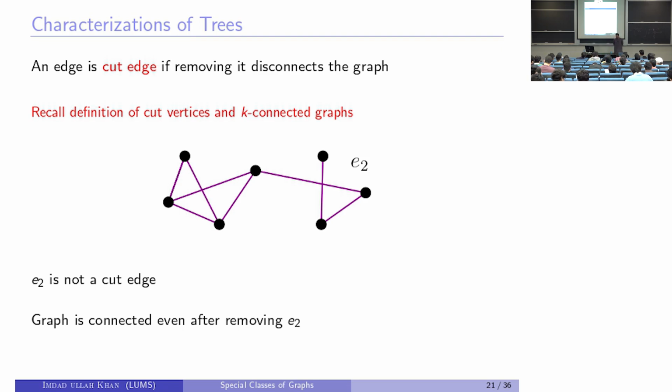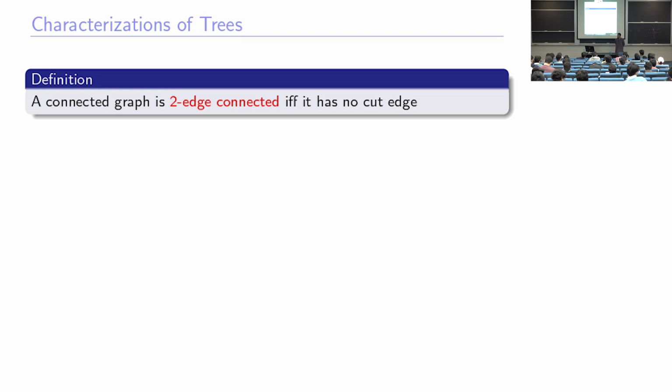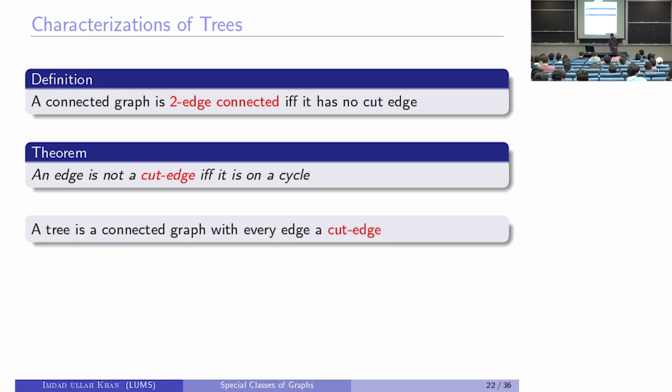Okay. So a connected graph is called 2-edge connected if it has no cut edge, right? If there is no cut edge, then it's called 2-edge connected. Anyway, an edge is not a cut edge if it is on a cycle. Okay, so let's just prove this statement. It's not a very big deal. If an edge is on a cycle, can it be a cut edge?